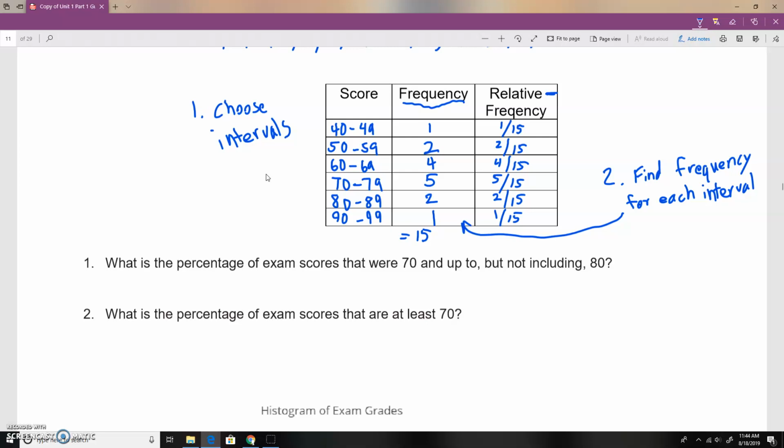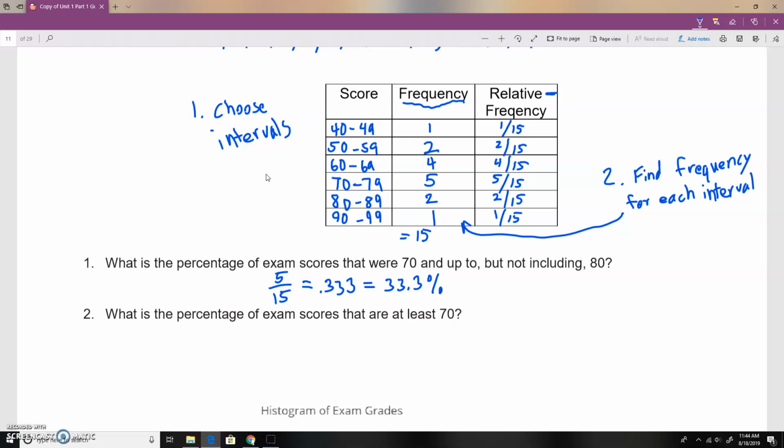If we look at question number 1, it says, what is the percentage of exam scores that were 70 and up to, but not including 80? Well, that would be our 70 through 79, of which 5 out of 15 were between 70 and 79. Now, to convert this to a percentage, first I could just put this in my calculator and get a decimal, which you end up getting like 0.33 repeating. Okay? Which then, as a percentage, would be 33.3%.